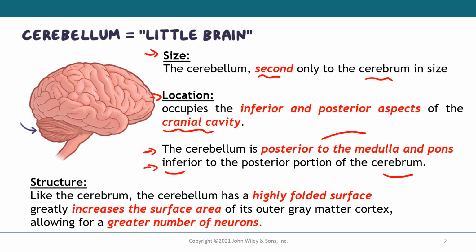Now, when we talk about the structure, I told you that both the cerebrum and cerebellum are highly folded on their surface, and this allows an increase in the surface area of the outer gray matter cortex. So this allows it to have a great number of neurons. This is very important because here in the brain you're going to have many functions, and we will discuss that later on in the following slides.